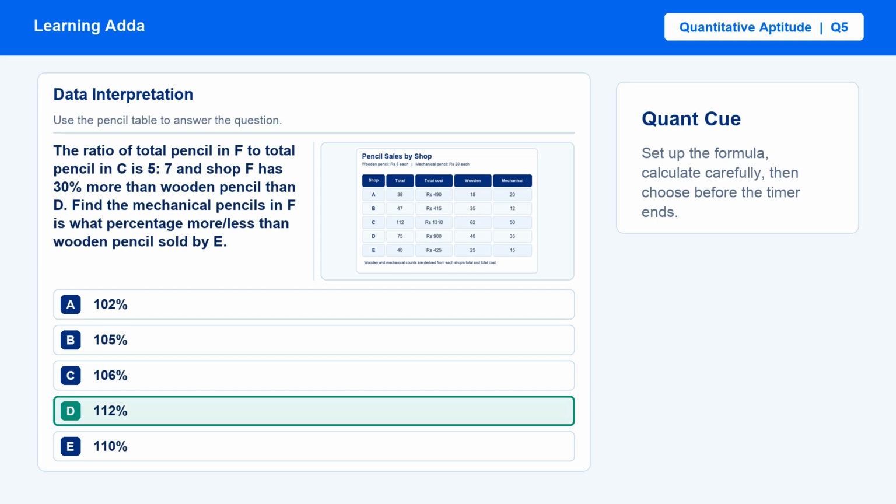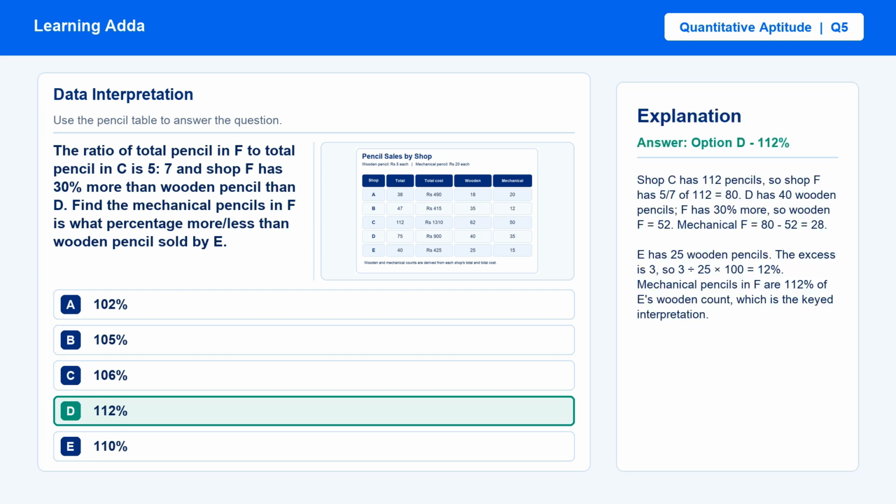The answer is option D 112%. Shop C has 112 pencils, so shop F has 5/7 of 112 is equal to 80. D has 40 wooden pencils, F has 30% more, so wooden F is equal to 52. Mechanical F is equal to 80 minus 52 is equal to 28. E has 25 wooden pencils. The excess is 3, so 3 divided by 25 multiplied by 100 is equal to 12%. Mechanical pencils in F are 112% of E's wooden count, which is the keyed interpretation.